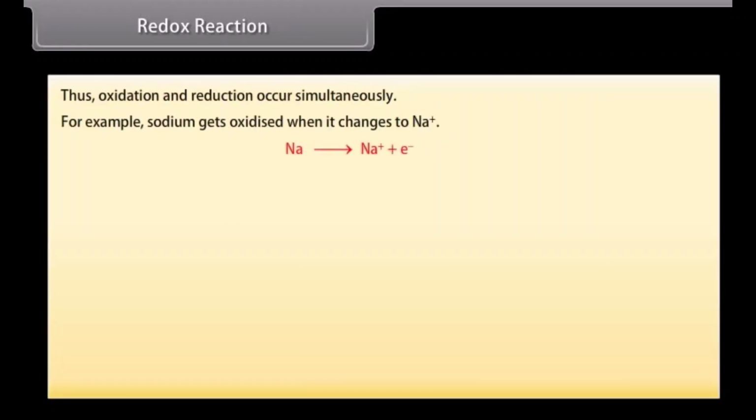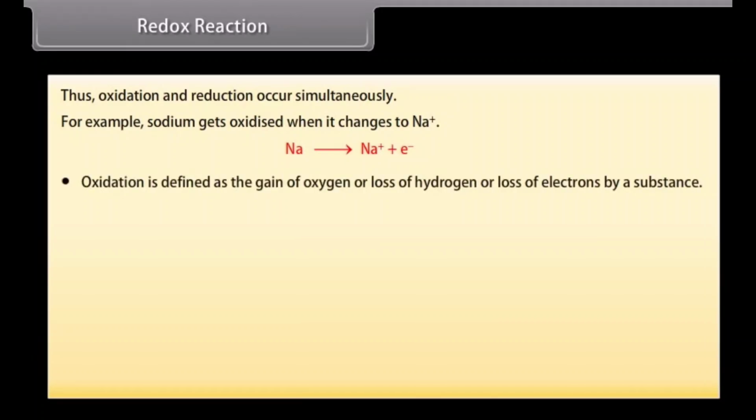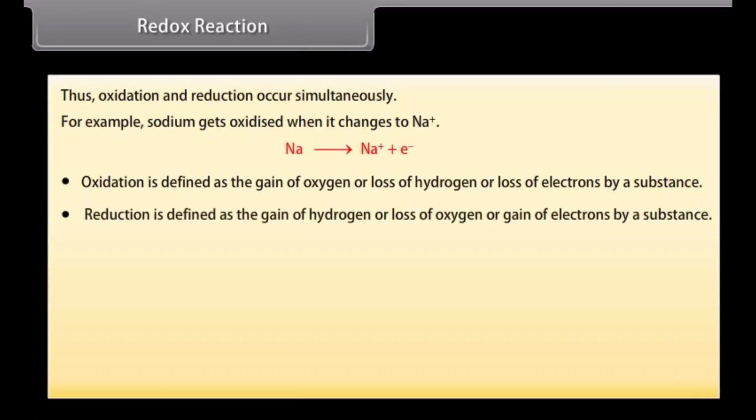Thus, oxidation and reduction occur simultaneously. For example, sodium gets oxidized when it changes to Na+. Oxidation is defined as the gain of oxygen or loss of hydrogen or loss of electrons by a substance. Reduction is defined as the gain of hydrogen or loss of oxygen or gain of electrons by a substance.